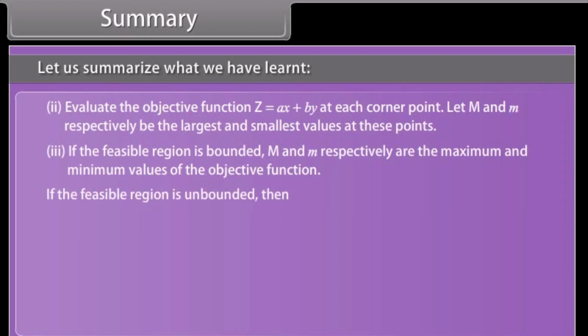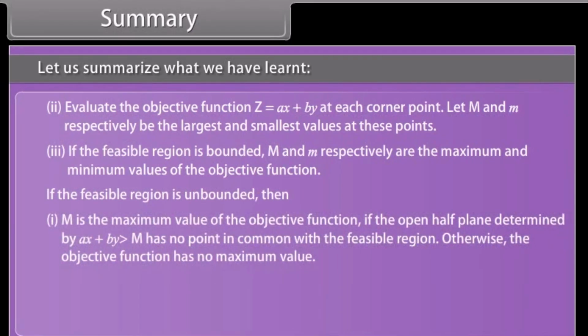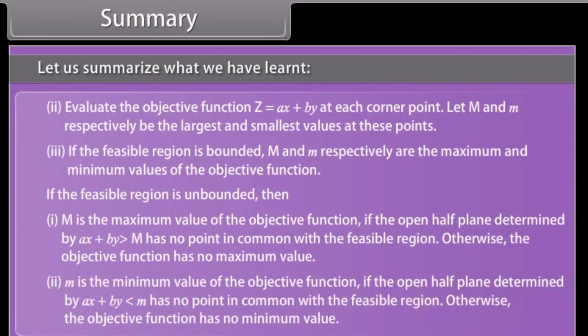If the feasible region is unbounded, then 1. M is the maximum value of the objective function if the open half plane determined by ax plus by greater than M has no point in common with the feasible region. Otherwise, the objective function has no maximum value. 2. m is the minimum value of the objective function if the open half plane determined by ax plus by smaller than m has no point in common with the feasible region. Otherwise, the objective function has no minimum value.